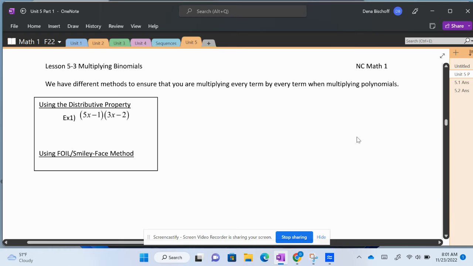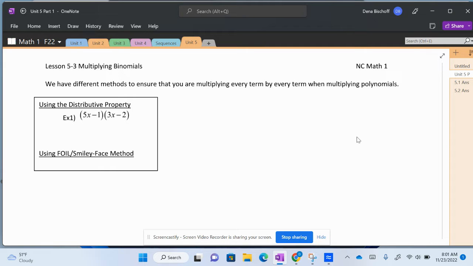Okay, so today we are talking about multiplying polynomials by binomials. So we could multiply two binomials or a binomial times a polynomial. So there's two methods to do this. You can use the distributive method or you can use FOIL.